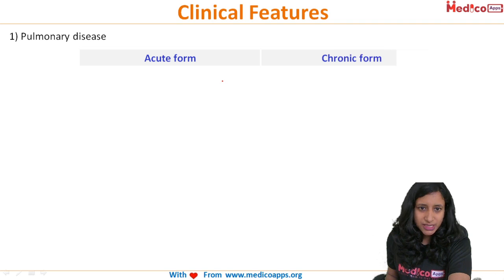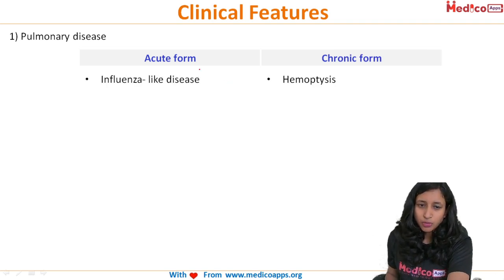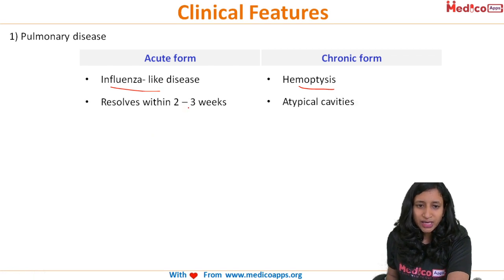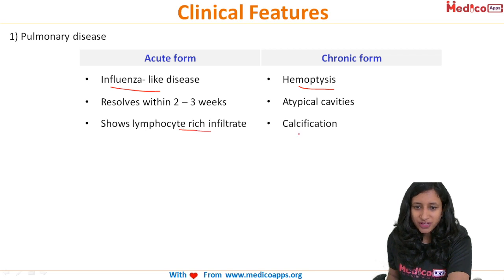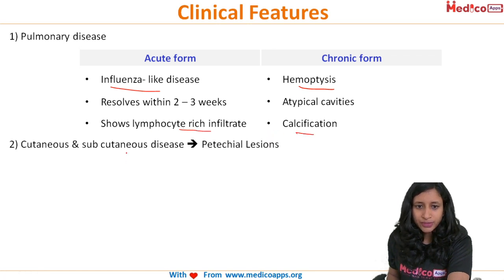Pulmonary disease has an acute form as well as a chronic form. Most of the time it presents with an influenza-like disease, whereas in the chronic form, hemoptysis is an important symptom. The acute form resolves within 2 to 3 weeks, whereas in the chronic form you have cavities which can be seen. A lymphocyte-rich infiltrate is seen, whereas calcification is seen in the chronic form.